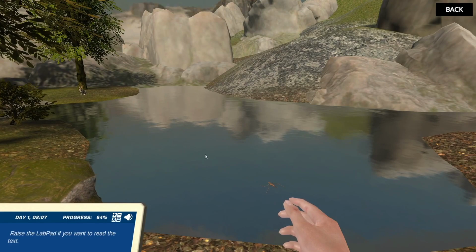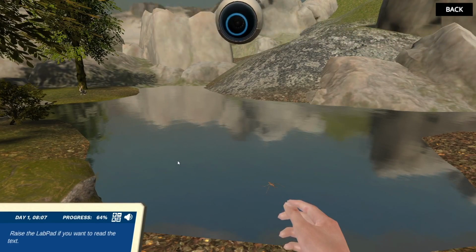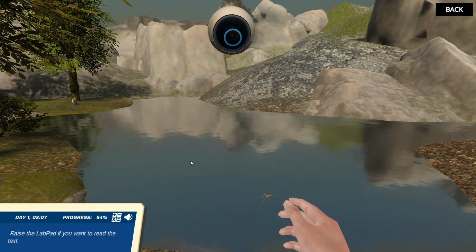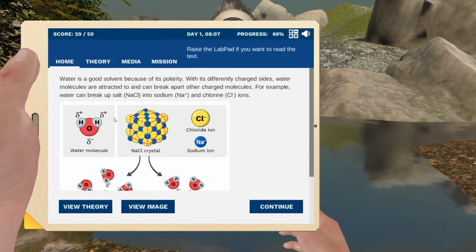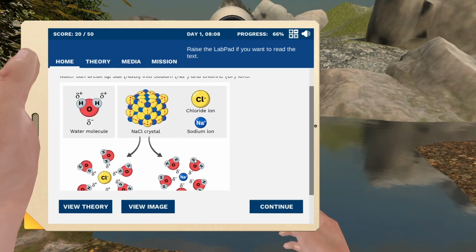One property that makes water integral to life is that it is a fantastic solvent. This means that it is good at dissolving things. The sea is super salty because it has salt and other minerals dissolved in it. Water is a good solvent because of its polarity. With its differently charged sides, water molecules are attracted to and can break apart other charged molecules. For example, water can break up salt into sodium and chlorine ions.